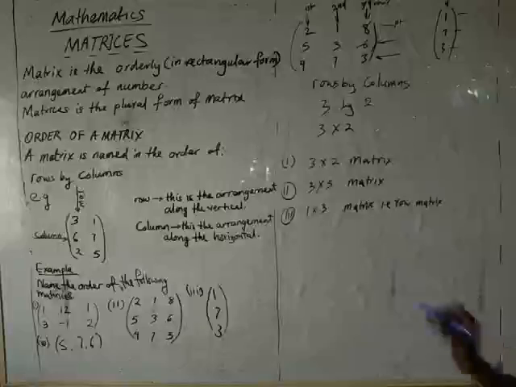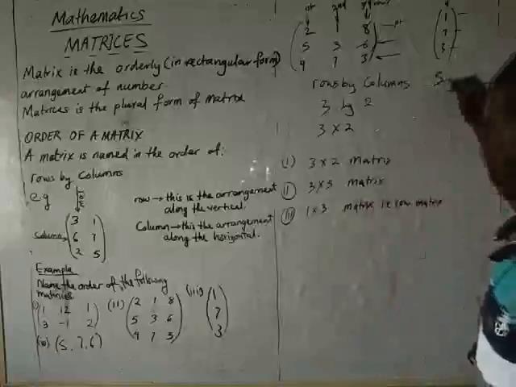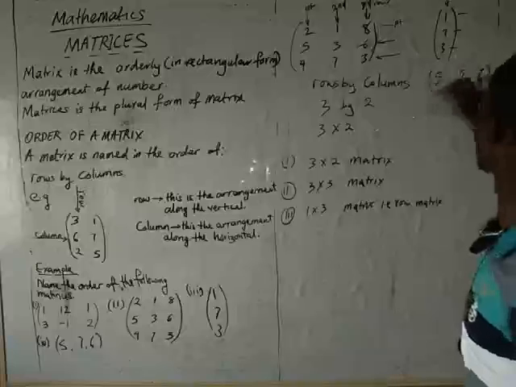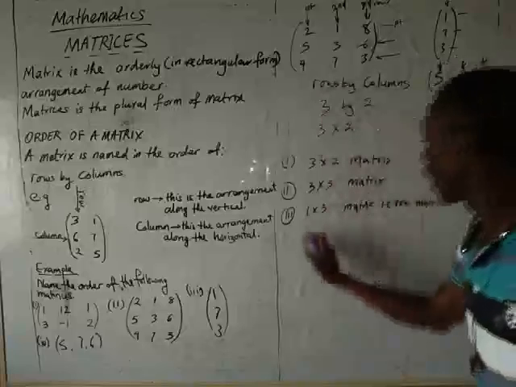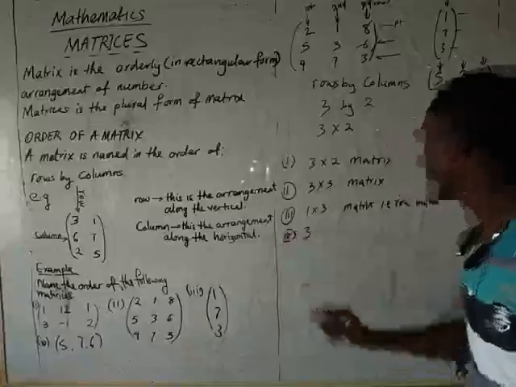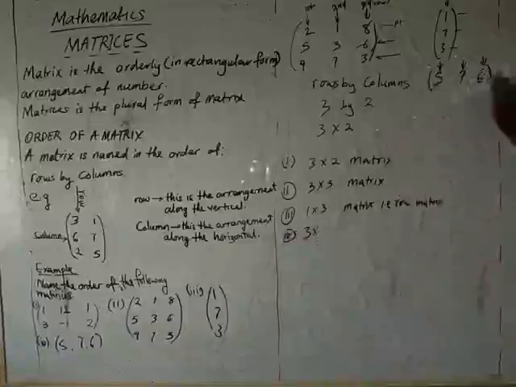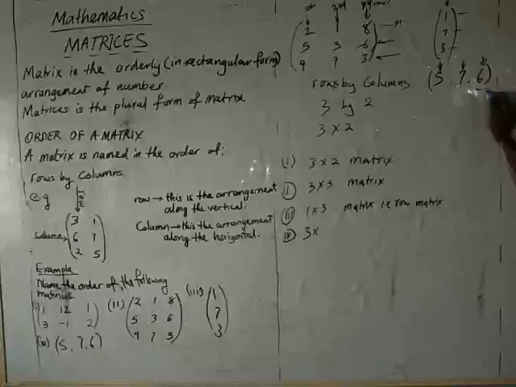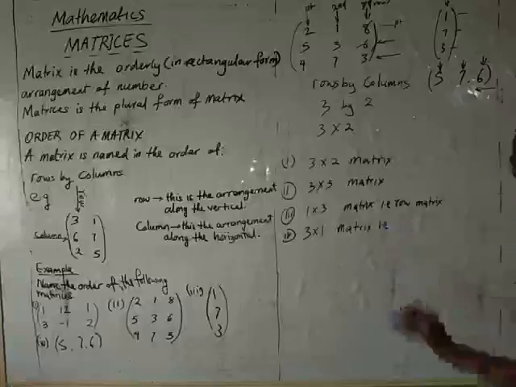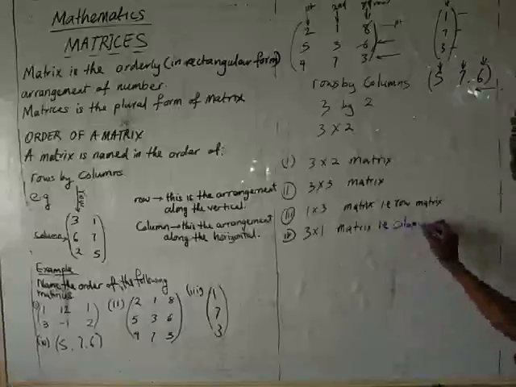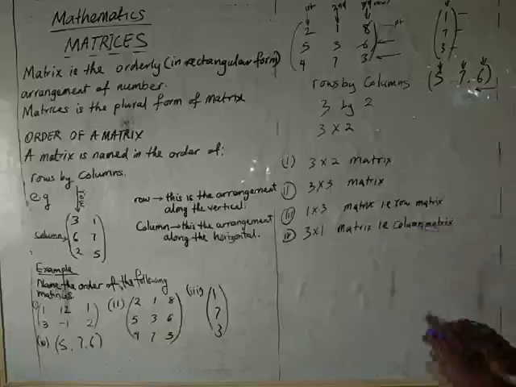Now let's consider the next one here, where I have 5, 7, and 6. So I have the first row, the second row, the third row. So under row, I have 3 for the fourth one. Then under column, there's only one column given. That's a 3 by 1 matrix. In this case, we call it a column matrix, when only a column is given for the matrix.